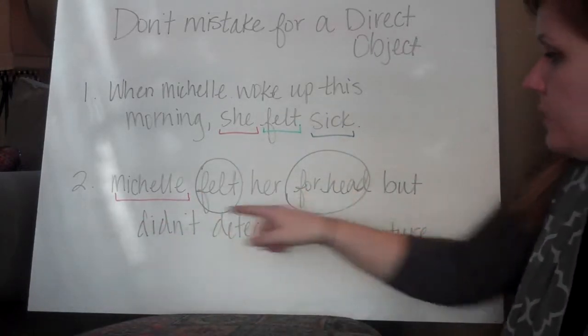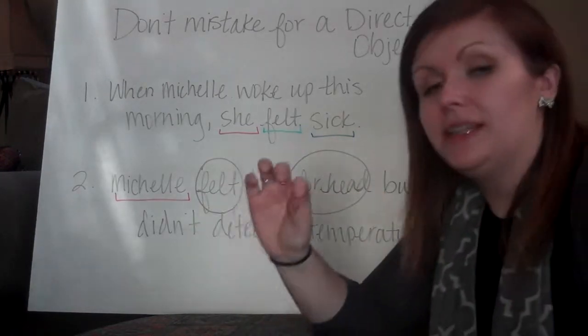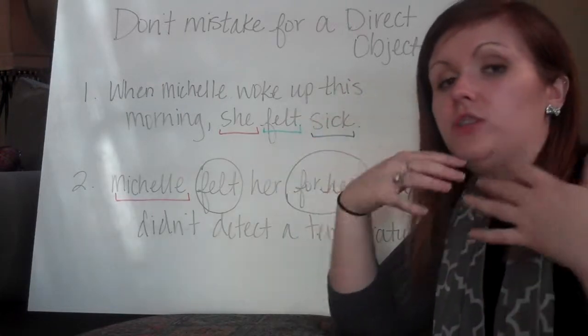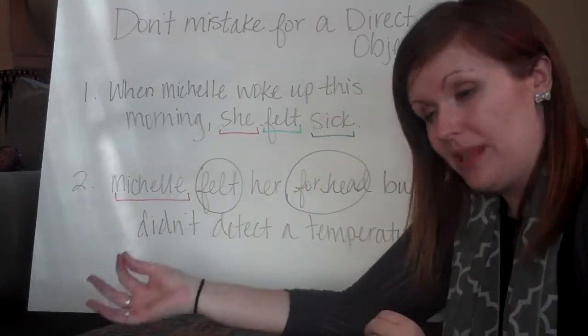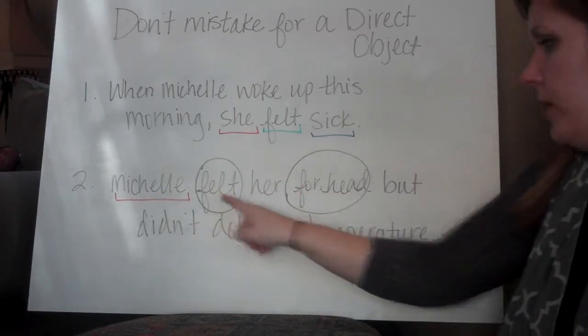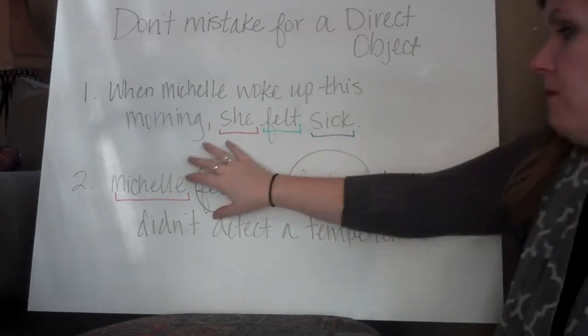But here in this instance, we've got Michelle felt her forehead but didn't detect a temperature. Here she is literally feeling her forehead, probably with her hand or something like that. It's something she is literally doing, so it becomes an action verb in that sense. If you put an equal sign in here, it would not make sense. You could not say Michelle equals forehead, because it's not what it's saying. It's actually the direct object of her action.